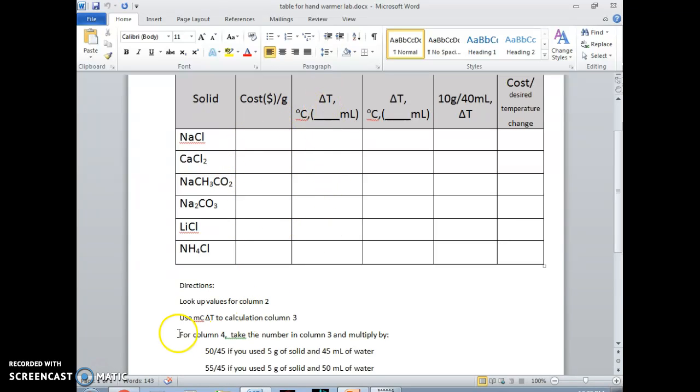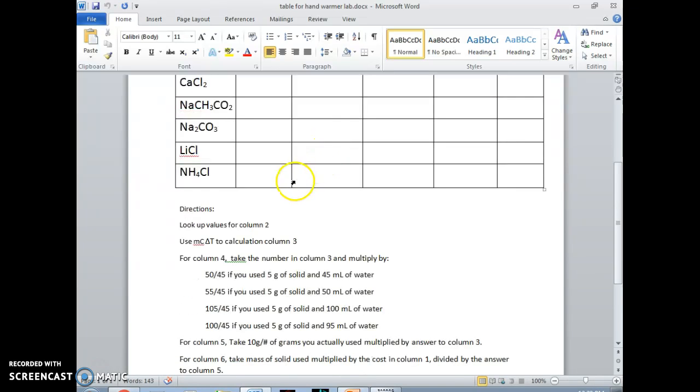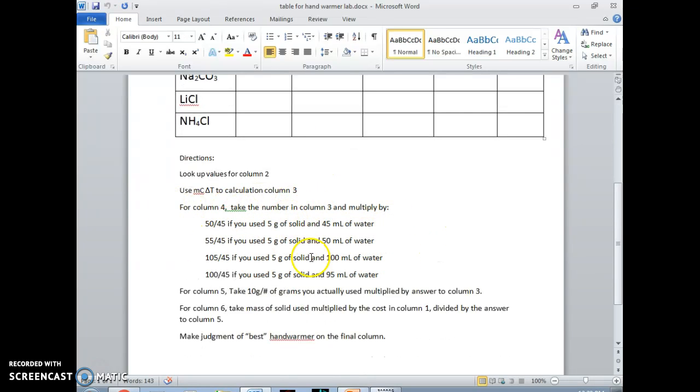Then for column 3, you're going to use MCΔT to do the calculation. Now, the reason I didn't write a number here is because some of you did 100 milliliters of solution, some of you did 50. And the mass of your total solutions depended upon if you did 5 and 45, 5 and 50, 5 and 100, or 5 and 105, right? That's I think the 4 possible things that people did. I have told you how to do the correction factor down here for however you did yours.